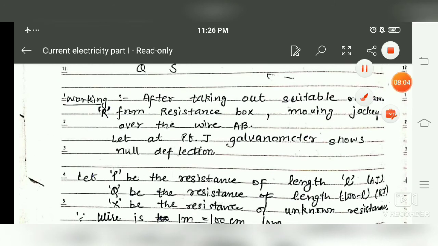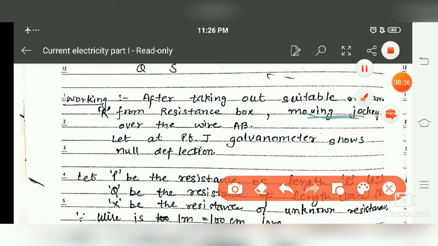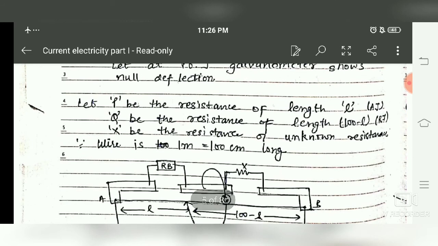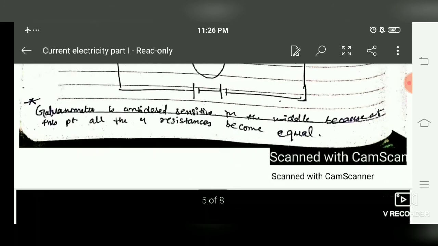We have to move the jockey up to the point where the galvanometer shows no deflection. When the galvanometer shows no deflection, that is the null point. So P is taken to be L, Q is taken to be 100 minus L, and X is the unknown resistance that we have to find.